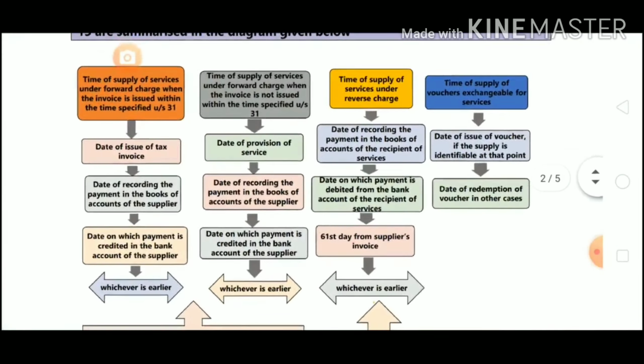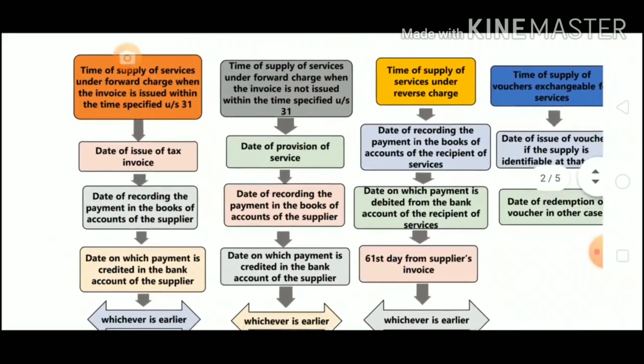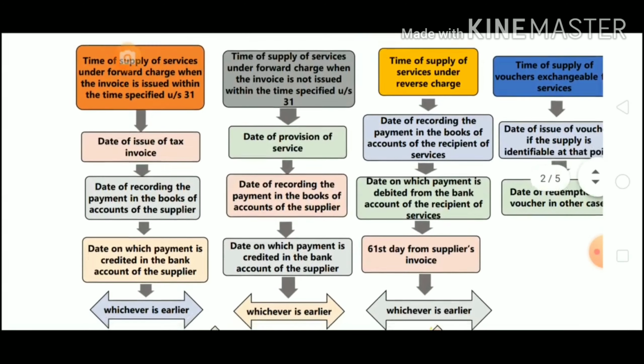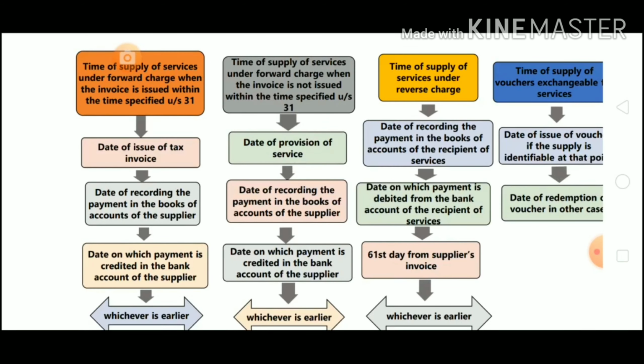So, in this case, as we all know, in case of services, invoice is required to be issued within 30 days. Now forward charge, see this one, first one. Time of supply of services under forward charge when the invoice is issued within the time specified under section 31. Now in this case, forward charge is segregated in two charts. So first one is if the invoice is issued timely, and second one is if the invoice is not issued timely.